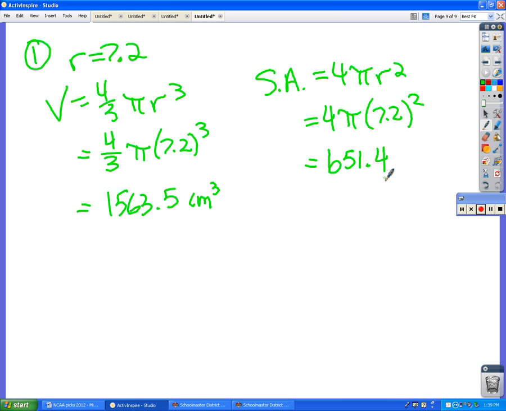Wow, 2/10 of a cubic centimeter off there. Did you use like 3.14 instead of the pi button? Oh, okay, whatever, that's fine. 651.4. Okay, so no worries there, right? Oh yeah, I'm sorry. Thank you. Centimeters squared, because it's area. Thanks, Greg.